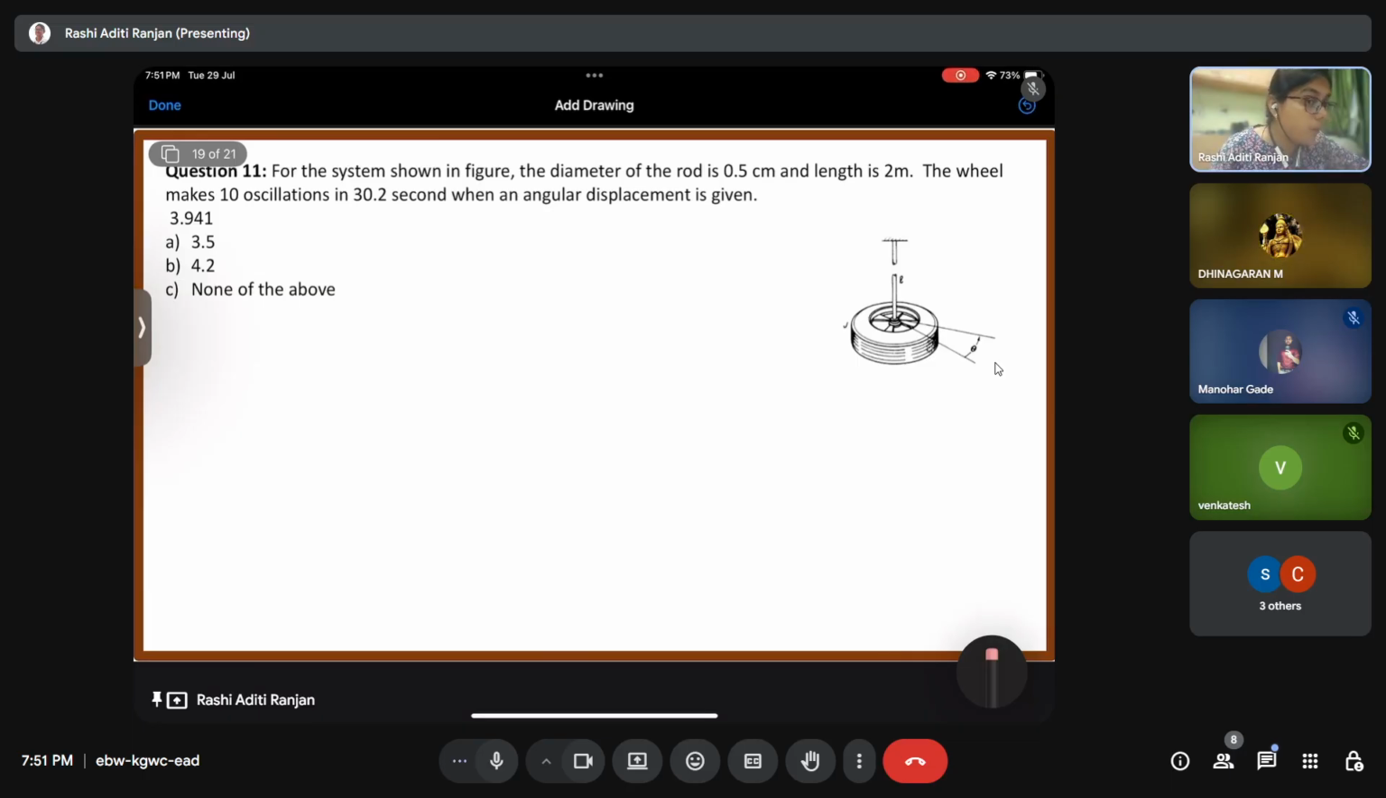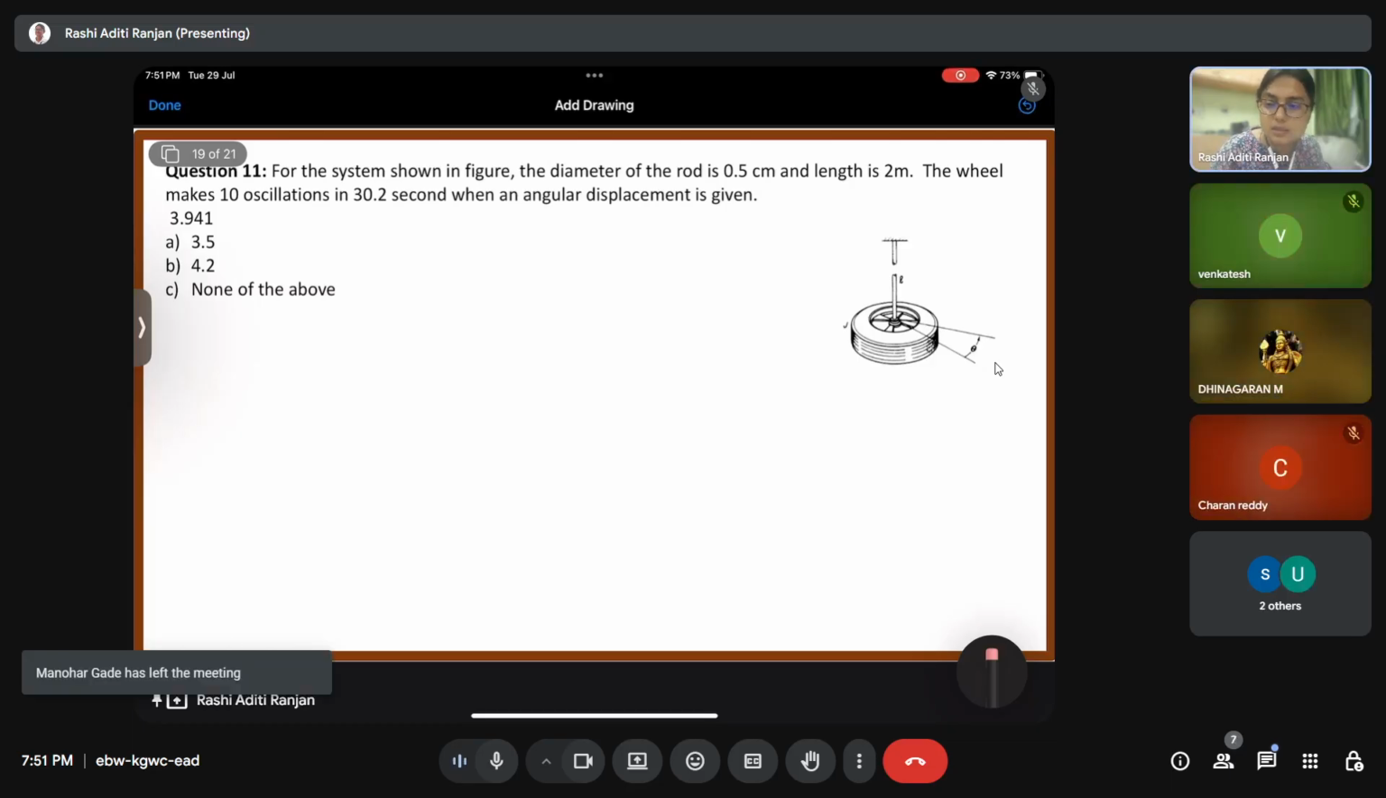Ma'am, in the previous question, what is that EI, ma'am? It means flexural rigidity of the rod. What does the term flexural rigidity mean, ma'am? See, this is related to the strength of materials. So you should refer to a strength of materials book, then you'll get to know what is meant by flexural rigidity.